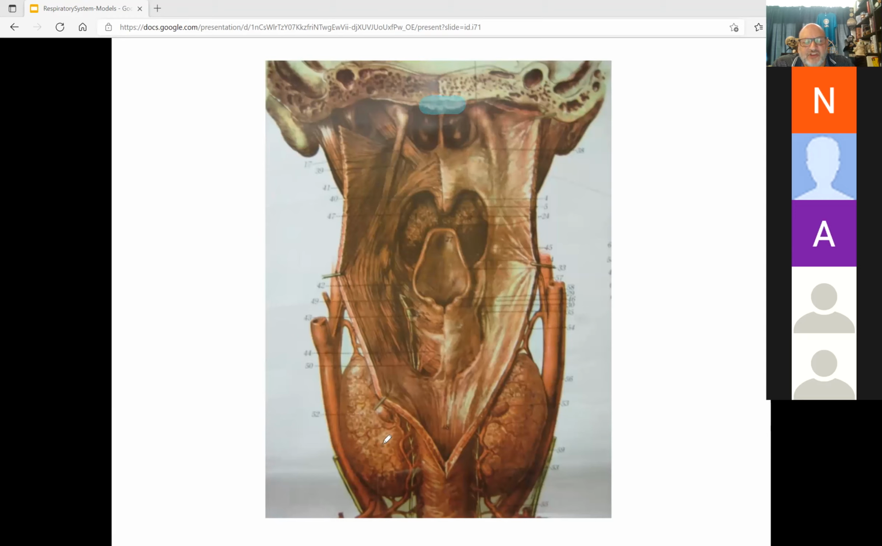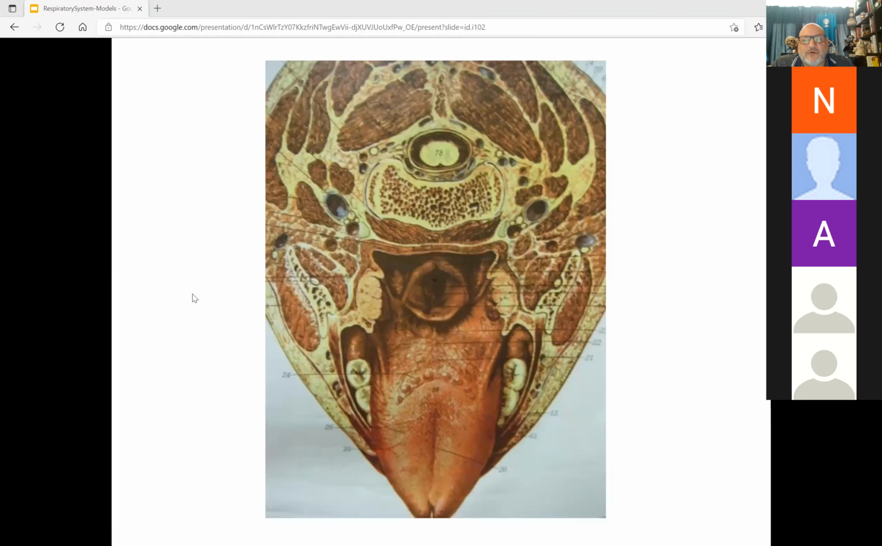Remember, this one does a nice job of showing the parathyroid glands on the back of the thyroid gland. So that's cool, but that wasn't what I was looking for. I was looking for, this is a great one. Notice with this transverse section, we are able to clearly see the lingual tonsils right here.